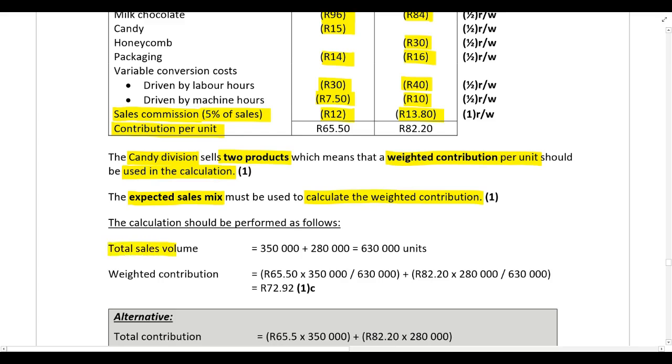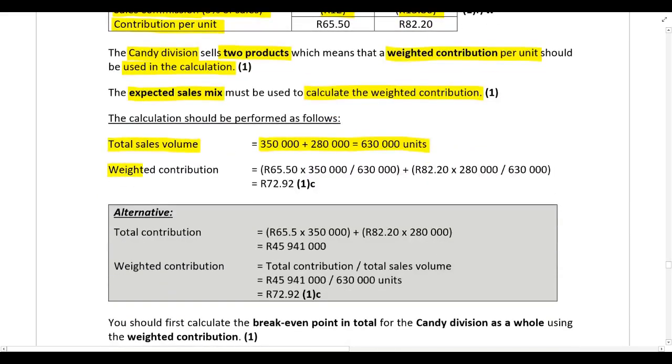All right, so you can see the calculation just below. First, I've calculated the total sales volume. And then using that, we calculate a weighted contribution. So all we do is we take the contribution per unit. So first I'm looking at Brighties. Take the contribution per unit, multiply by 350,000 and divide by 630,000 because that sales mix will remain constant. Then for Giggles, take your contribution per unit and multiply by 280,000 and divide by 630,000 units, and that will give you your weighted contribution.